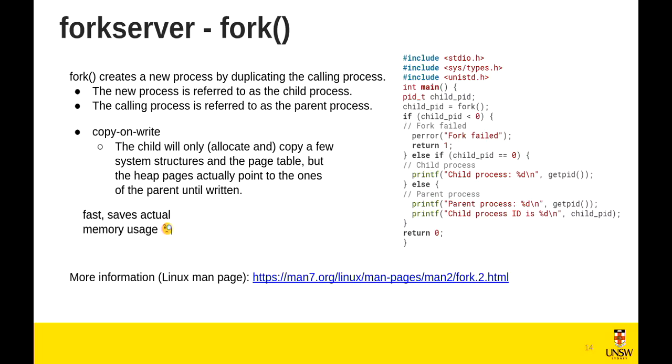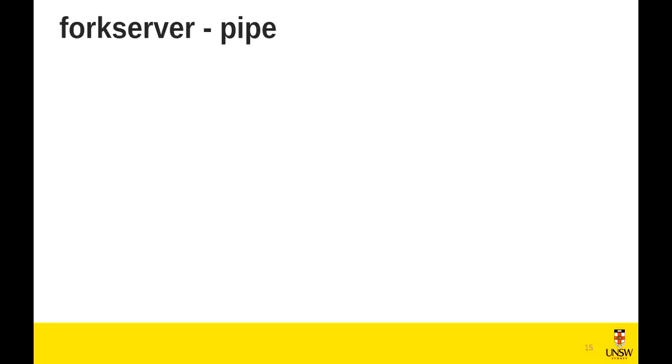There is more information on the Linux manual page, so you can check it if you are interested. And the other important thing we need to learn before we learn the details of the mechanism of fork server is pipe. Just now we mentioned that pipe is used as a mechanism for inter-process communication.